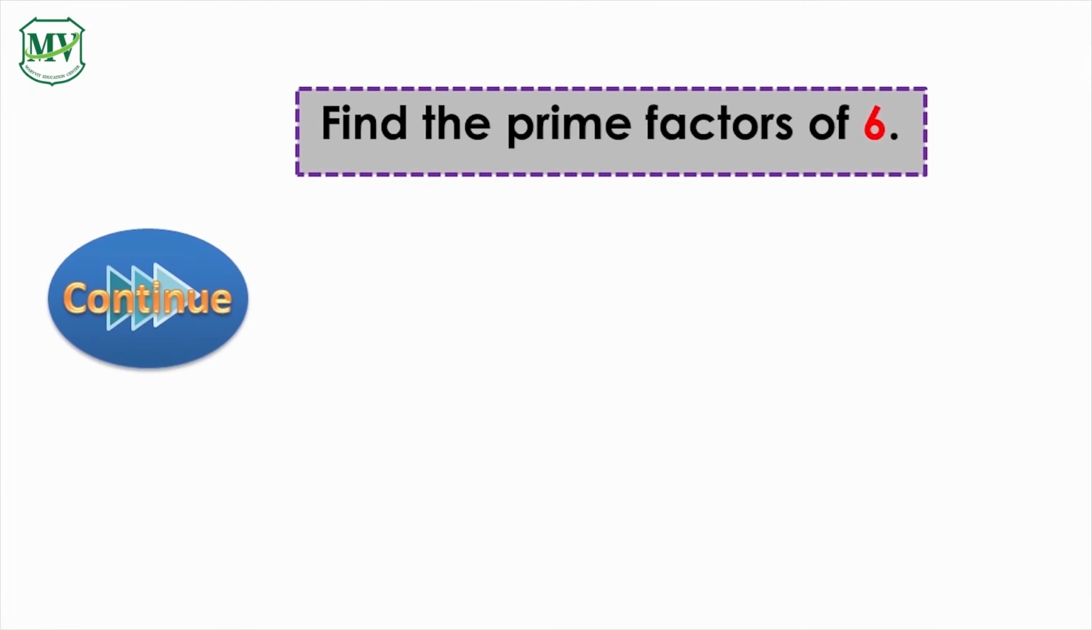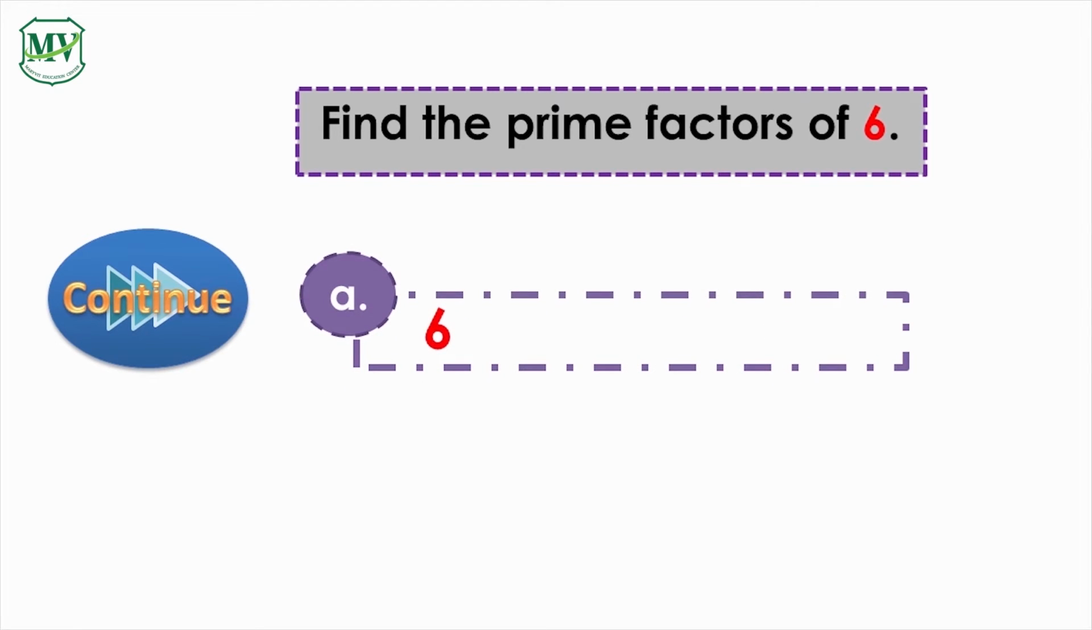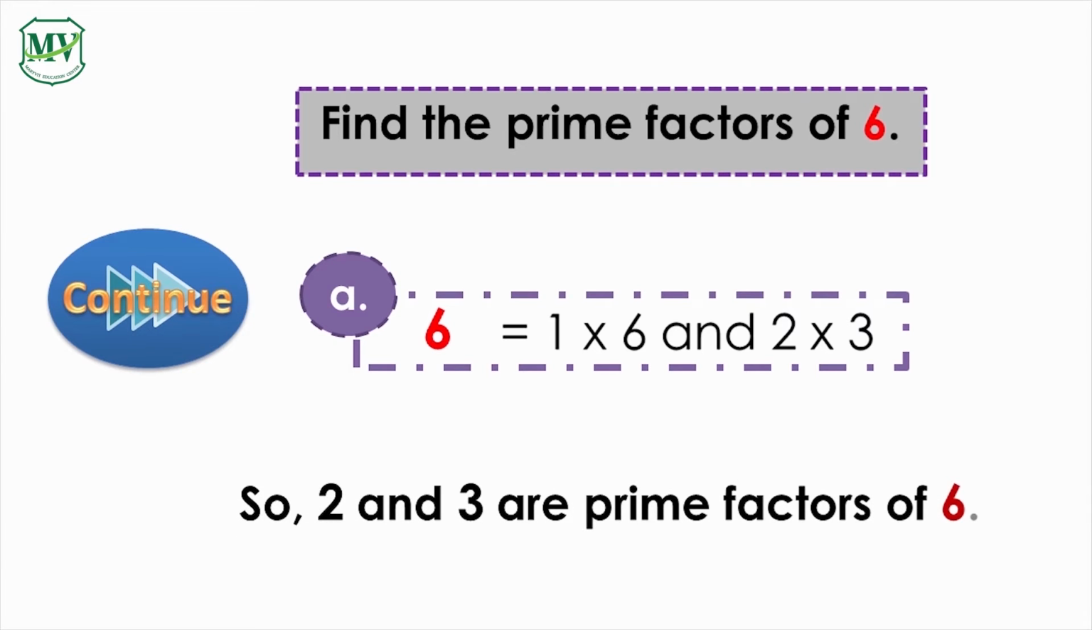Now, let's proceed to prime factors. Let's find the prime factors of 6. Let's enumerate first the factors of 6. Yes, you're right. It is 1 times 6. Are there any more factors of 6 you have in mind? You're fast. It is 2 times 3. Do you think there are any more factors of 6? There are only 2 sets of factors of 6. It's 1 times 6 and 2 times 3.